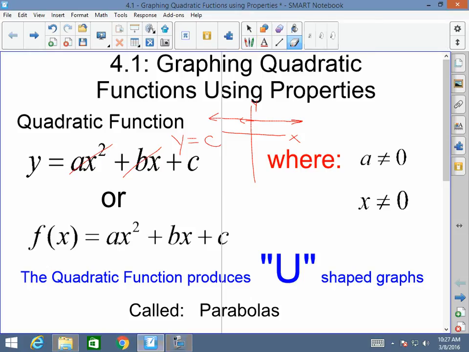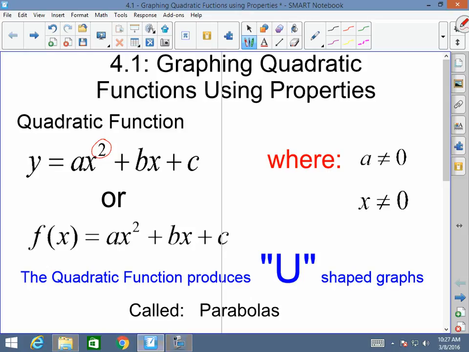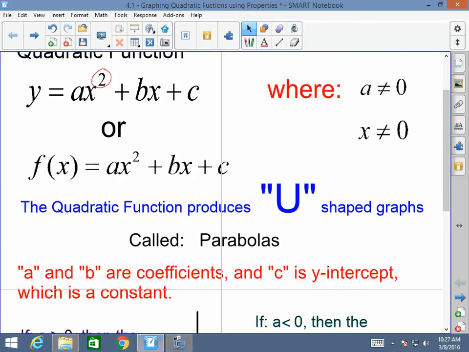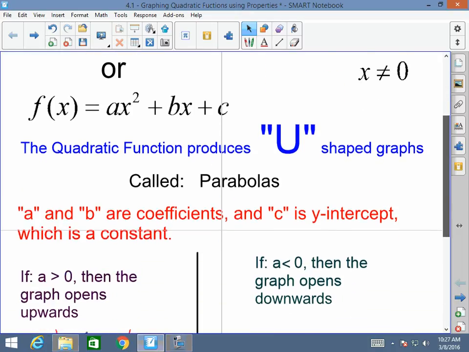However, if a is any number but 0, and you have x squared, what happens is you have a quadratic function. And a quadratic function produces a U-shaped graph. This U-shaped graph is called a parabola, or they're called parabolas. The a and the b are coefficients, and the c is the y-intercept.